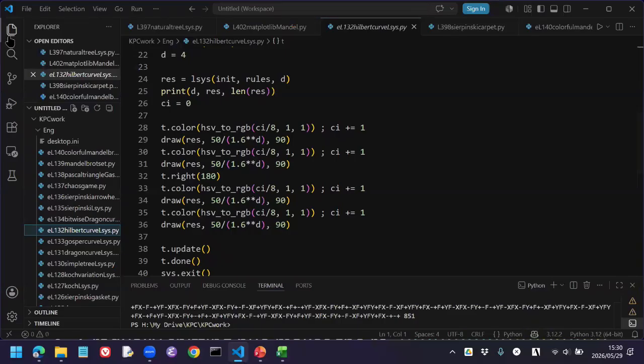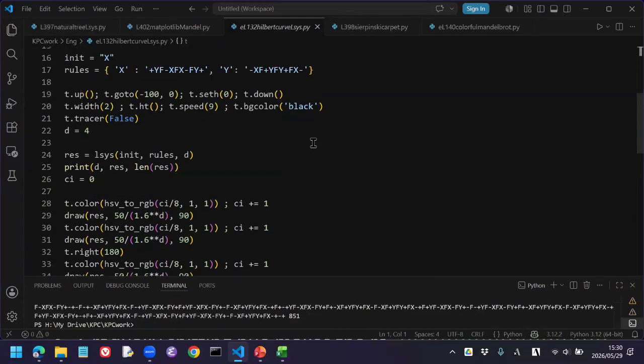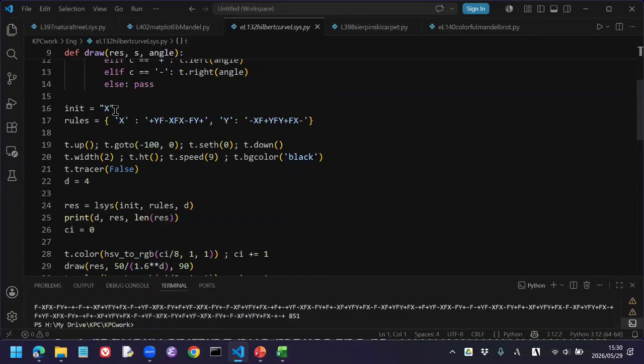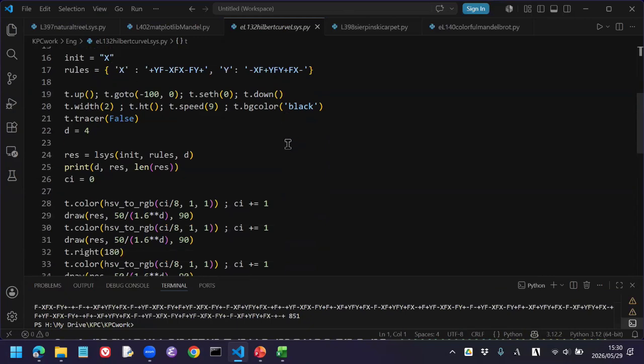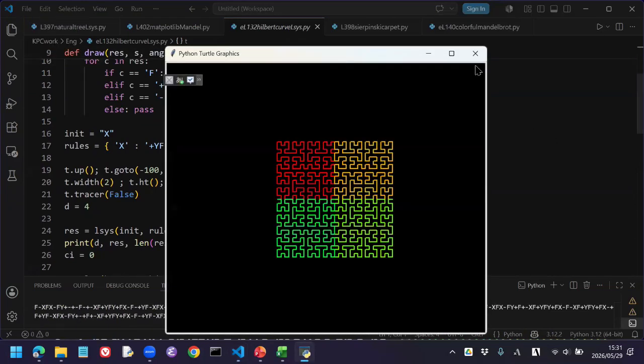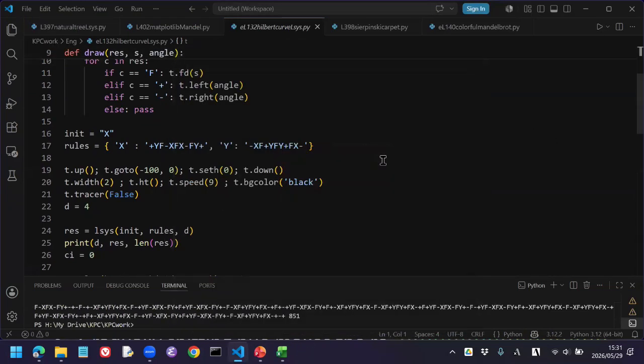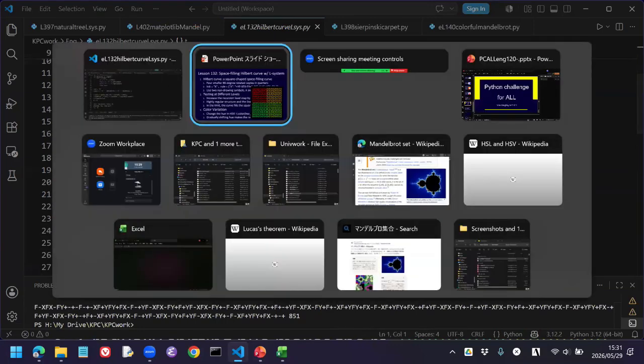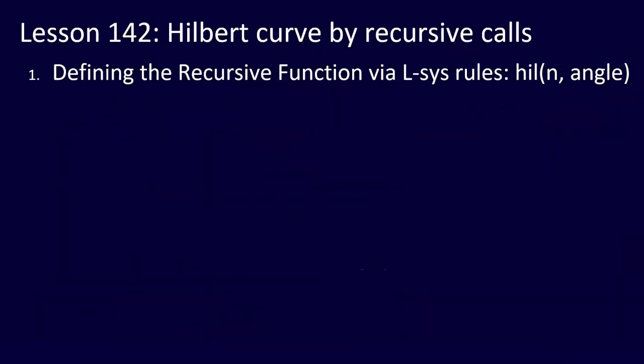So if you remember, our code was like this. We start from x with two rules. X goes to this and y goes to this. We drew a Hilbert curve just like this. Okay, very interesting curve. So today, starting from this L system, we will draw it with recursive code: Hilbert curve by recursive Hilbert function calls.